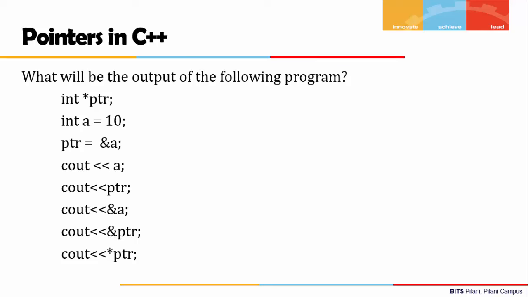The ampersand operator can find the address occupied by a variable. If var is a variable, then ampersand var gives the address of that variable. Now let's look at the following example to demonstrate the working of a pointer. So what will be the output of the following program?